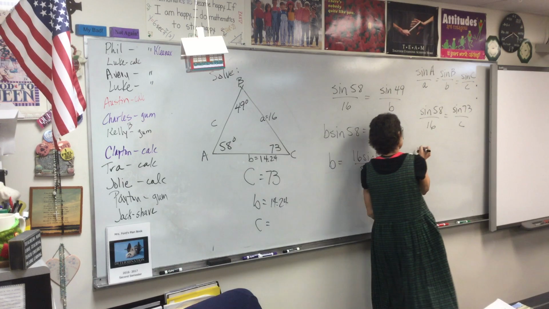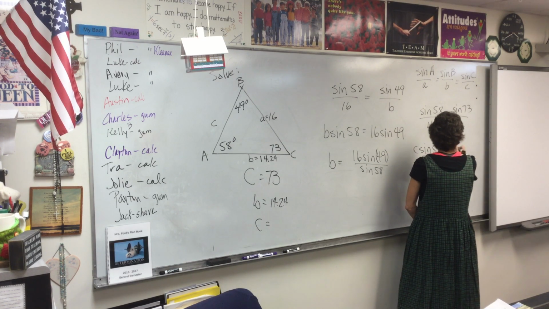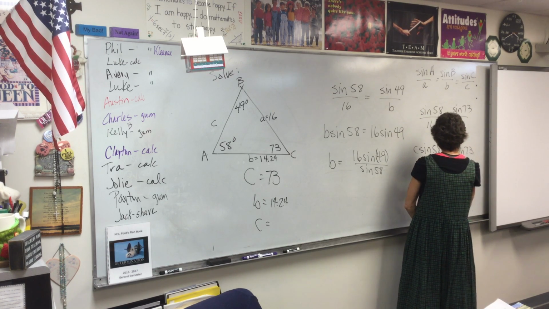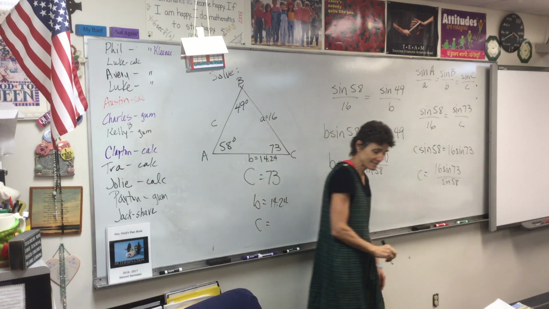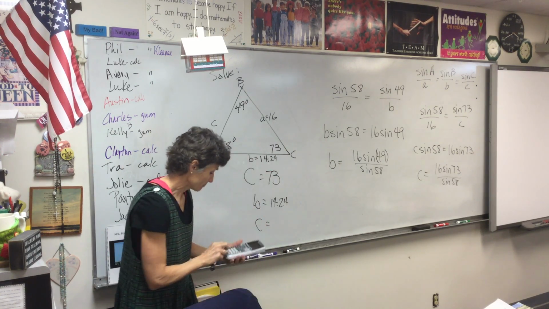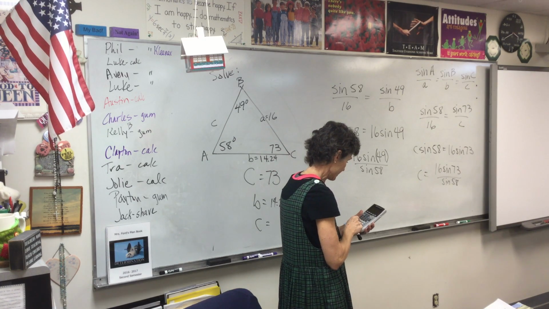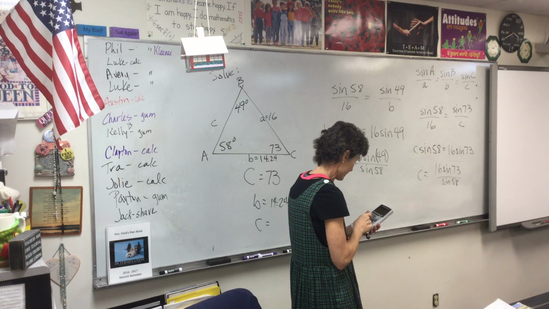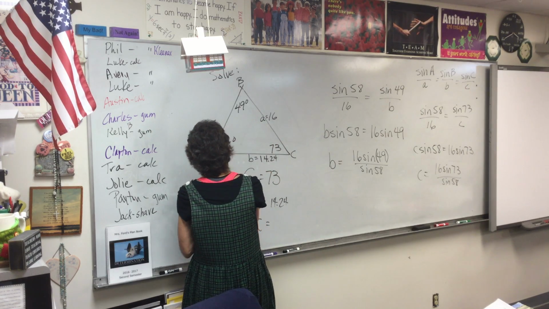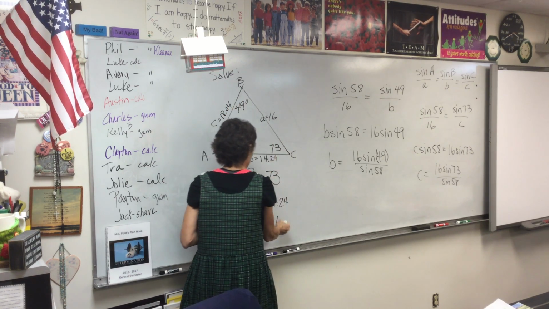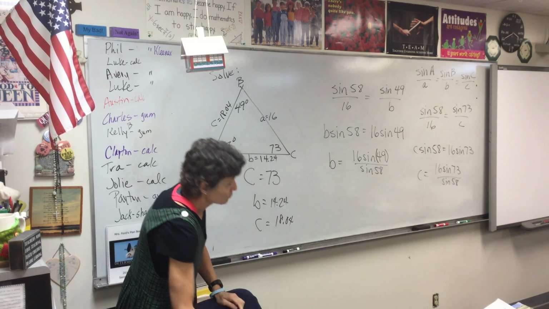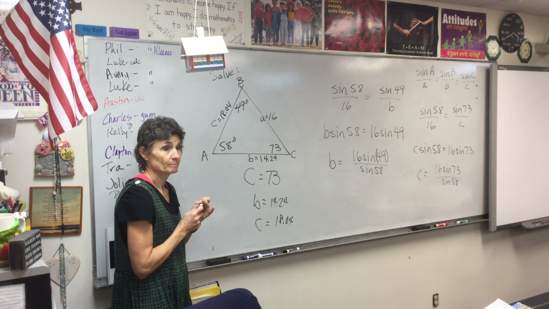Okay, so we'll cross multiply again. So C sine 58 equals 16 sine 73. And our answer is going to be 16 sine 73 divided by the sine of 58. When I say it, it sounds so complicated, but would you agree it's pretty easy? So 16 sine 73 divided by sine 58. I got 18.04. You okay? You just solved your first triangle using the law of sines.